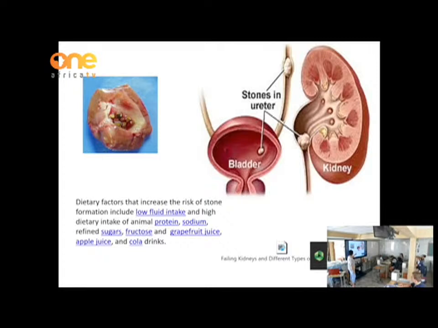High protein, high sodium, refined sugars, fructose, and interesting, grapefruit juice, they say, also have an influence on the forming of kidney stones. There are some genes that are also involved. Some families tend to have more kidney stones in their families.